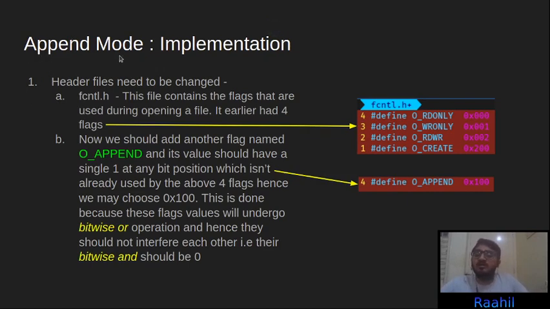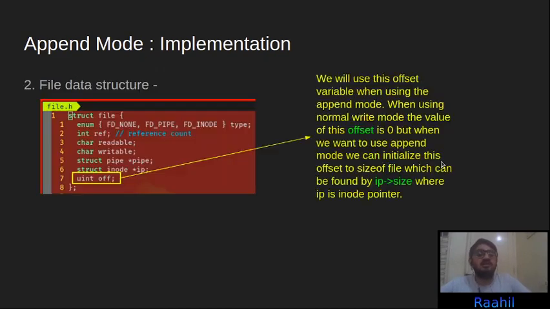Now looking at the implementation of append mode. To implement append mode, we need to add one more flag, the append flag, and its value should be very carefully chosen. As we can see here, all the previously defined flags have only one bit set inside them, because they are used in combination with each other by doing a bitwise OR. So we also have to choose a value that has only one bit set, and its bitwise AND with all of the other defined flags should be 0, so that they do not interfere with each other.